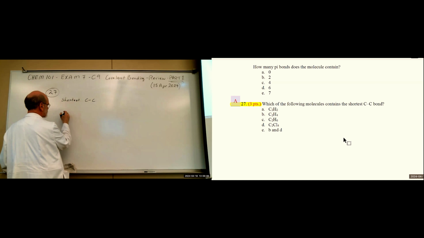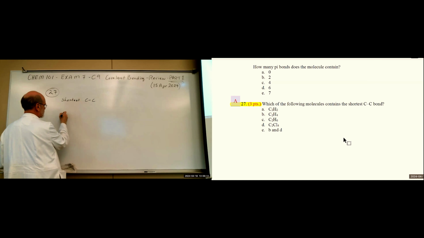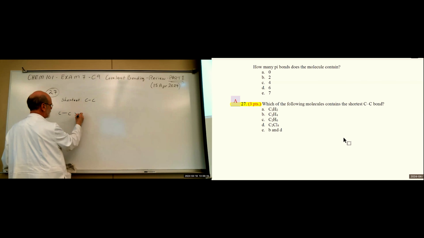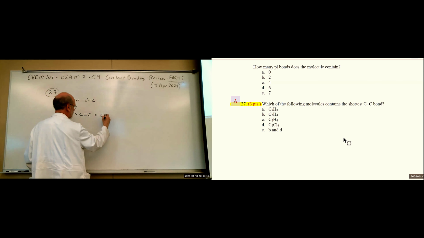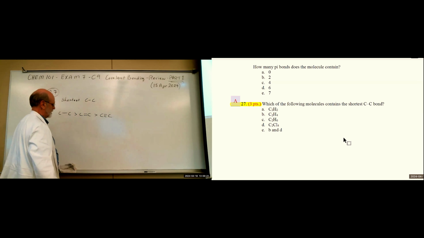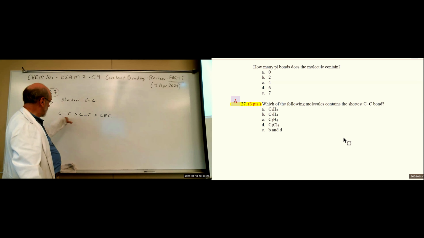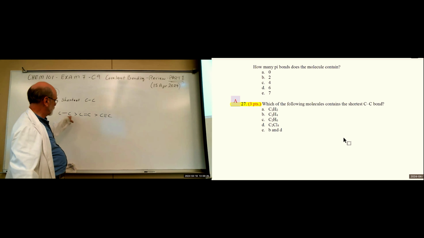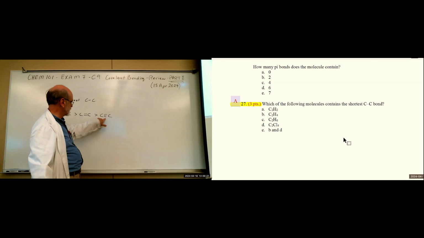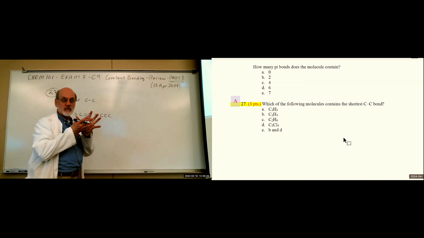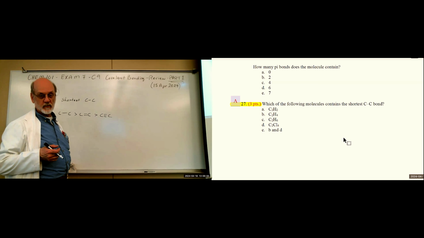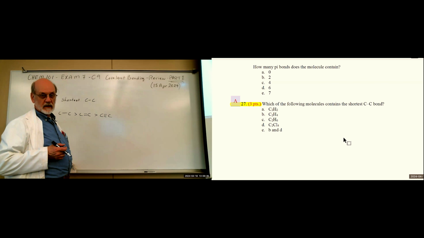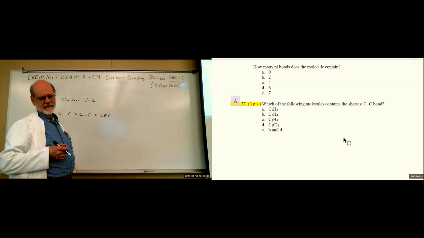So the shortest bond is going to be, let's see, this bond is going to be longer than this bond, which is longer than this bond, right? Because the longer bond is the weaker one. That's weaker. This is stronger still. So it's going to get shorter and shorter. So the shortest one is going to be the one with, well, let's see.